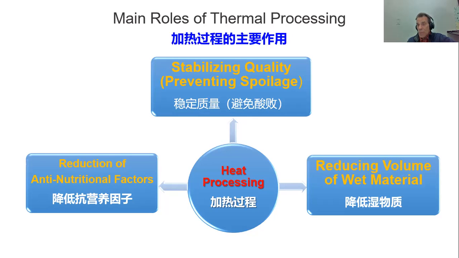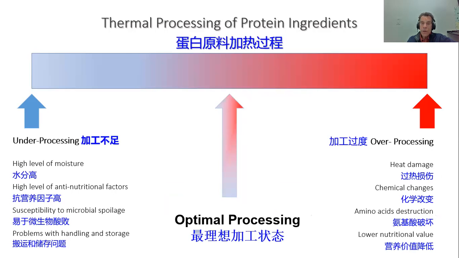In the case of some plant protein ingredients, you have to reduce anti-nutritional factors. For example, soy. You cannot feed raw soy, you'll have a problem. You heat treat the soy, you steam the soy flakes in order to destroy the anti-nutritional factors or reduce them to a manageable level. So heat processing is central in the processing of feed ingredients.